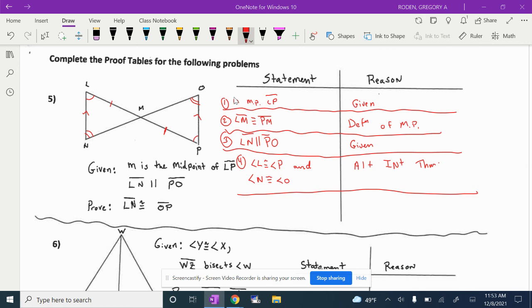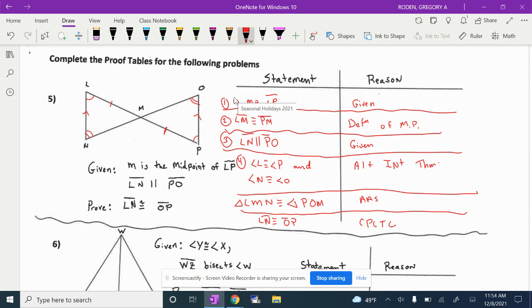All right. So now what do we have here? We could say these two things are congruent right now because of angle, angle, side. So there's a couple ways you could go. You could now say that the two triangles are congruent. You could say that triangle LMN is congruent to triangle POM because of angle, angle, side. And then after that you could say that LN is congruent to OP because of CPCTC, okay? So that's one way you could go.